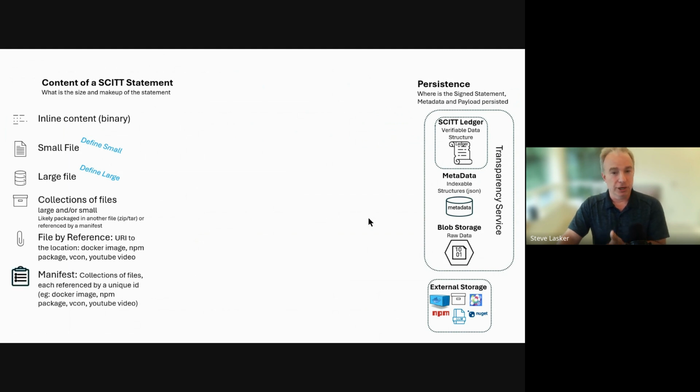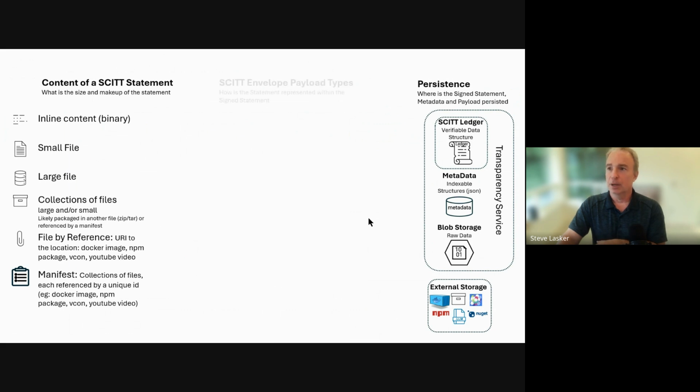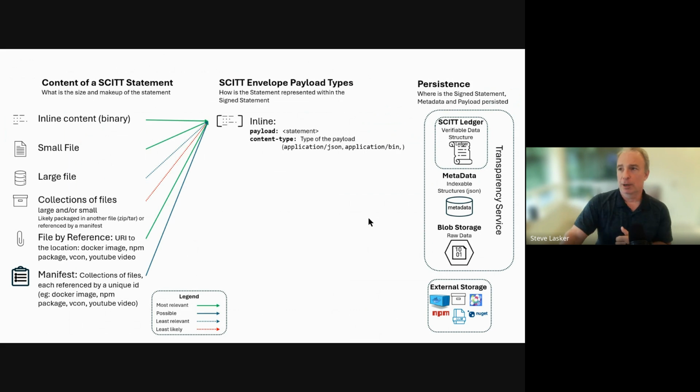Or for many of these things, they already have a manifest that defines the collection of files, large and small, with unique identifiers. So for all of these scenarios, what would we put into the payload to actually put an identity around these? So I've kind of broken this up into a couple of different scenarios.